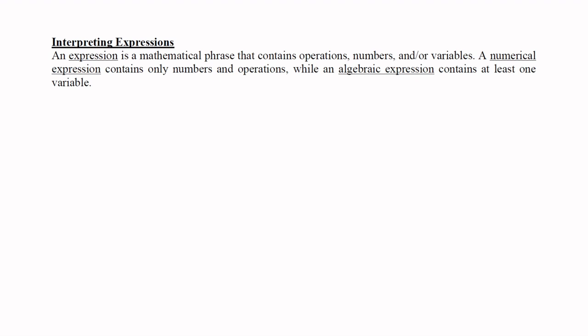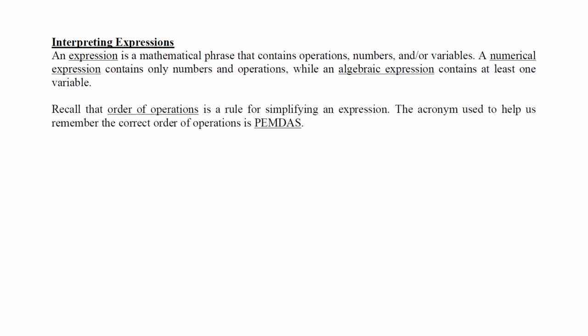A numerical expression contains only numbers and operations, so no variables, while an algebraic expression contains at least one variable in it. Recall that the order of operations is a rule for simplifying an expression. The acronym used to help us remember the correct order of operations is PEMDAS, P-E-M-D-A-S, and we usually just say PEMDAS for short. If you need a way to remember it, just remember each of the first letters, and you can use the phrase, "Please excuse my dear Aunt Sally."